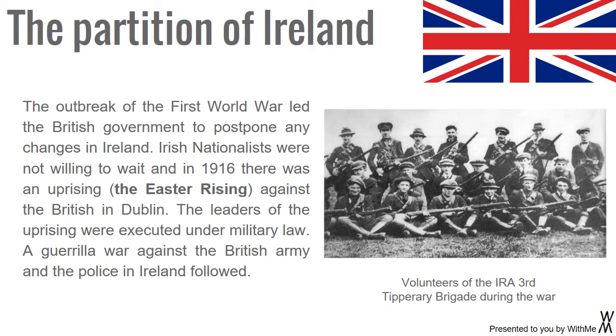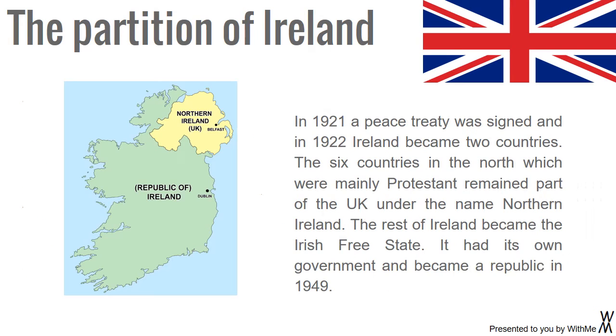Irish nationalists were not willing to wait, and in 1916 there was an uprising, the Easter Rising, against the British in Dublin. The leaders of the uprising were executed under military law. A guerrilla war against the British Army and the police in Ireland followed. In 1921 a peace treaty was signed, and in 1922 Ireland became 2 countries. The 6 counties in the north, which were mainly Protestant, remained part of the UK under the name Northern Ireland. The rest of Ireland became the Irish Free State.